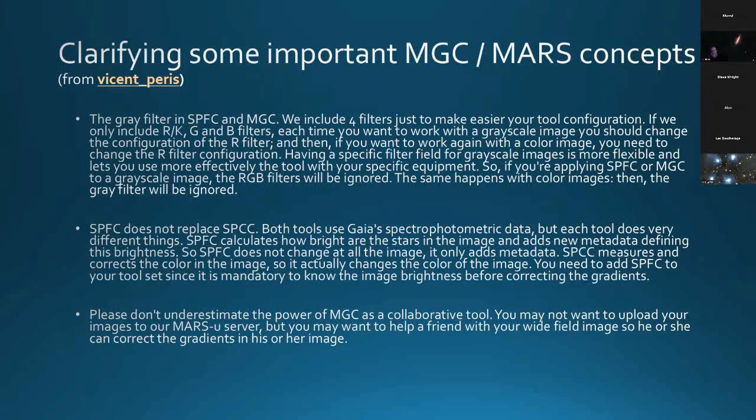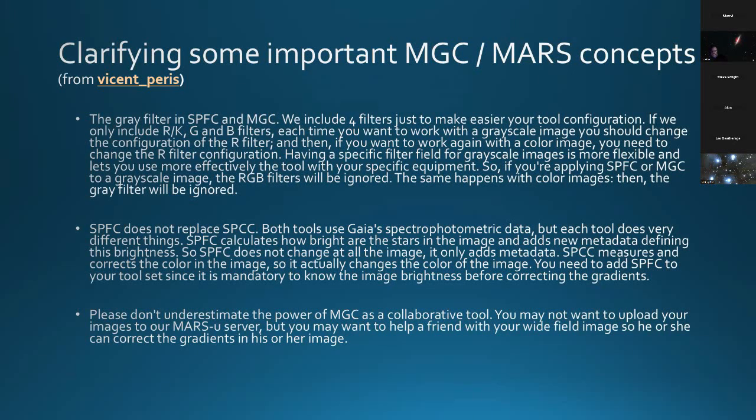Each tool does very different things. SPFC calculates how bright the stars are in the image and adds new metadata defining the brightness. So it doesn't change the image at all, it just basically adds metadata to your image. SPCC measures and corrects the color in the image, so it will make changes to it. And they're basically saying just don't underestimate the power of MGC as a collaborative tool.